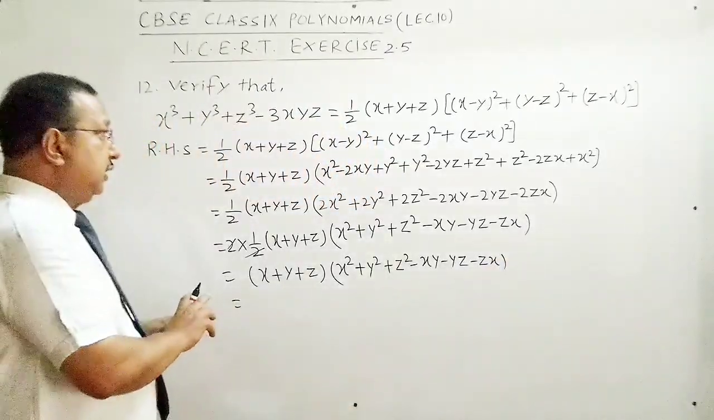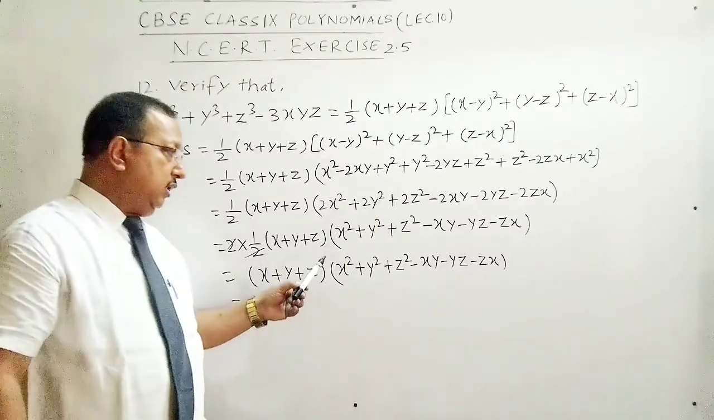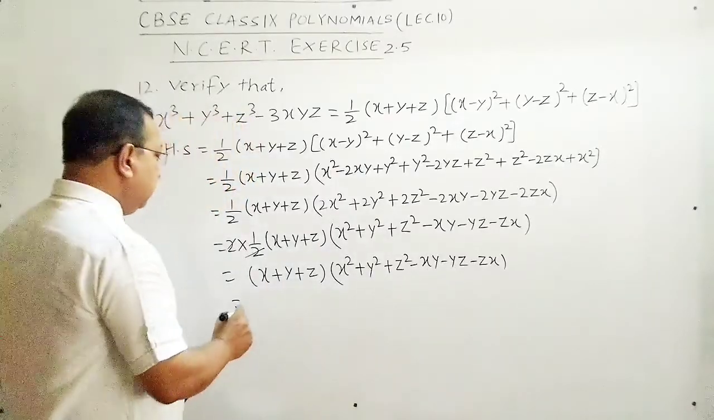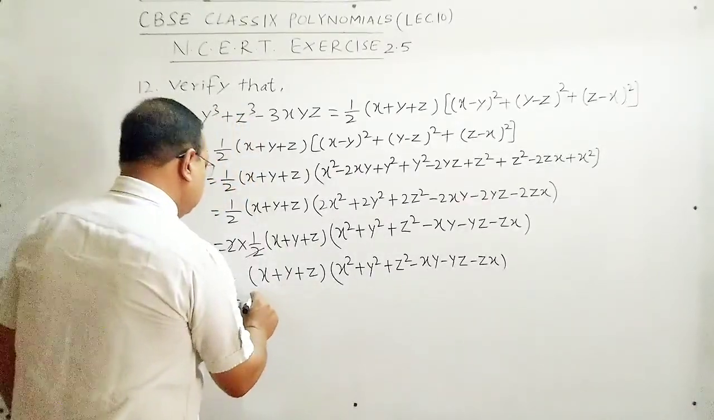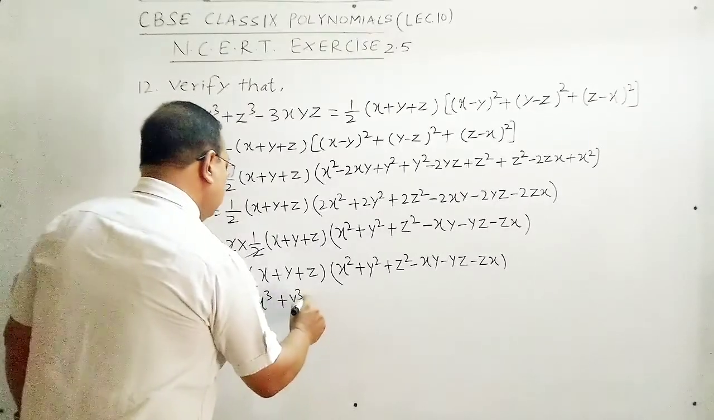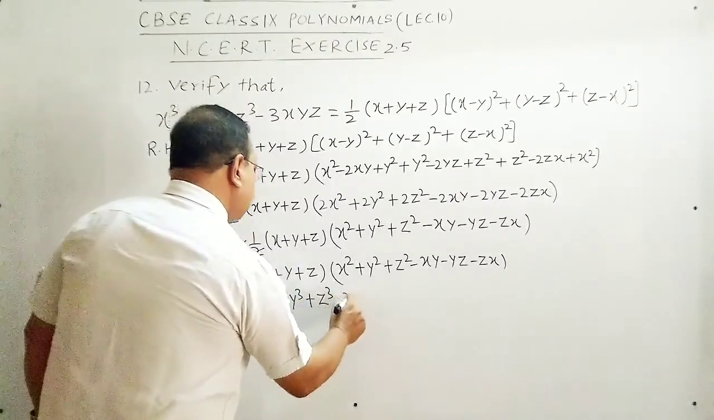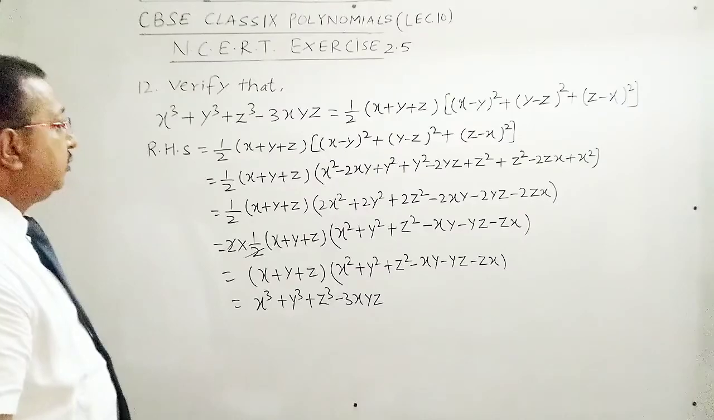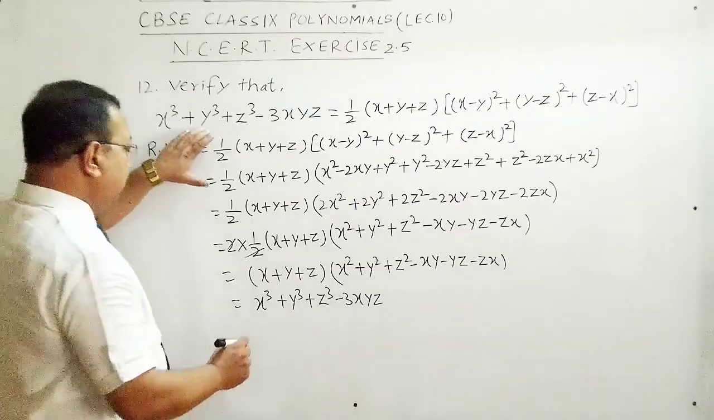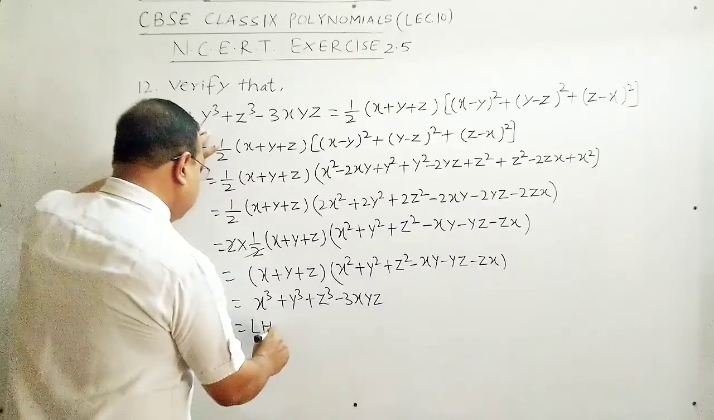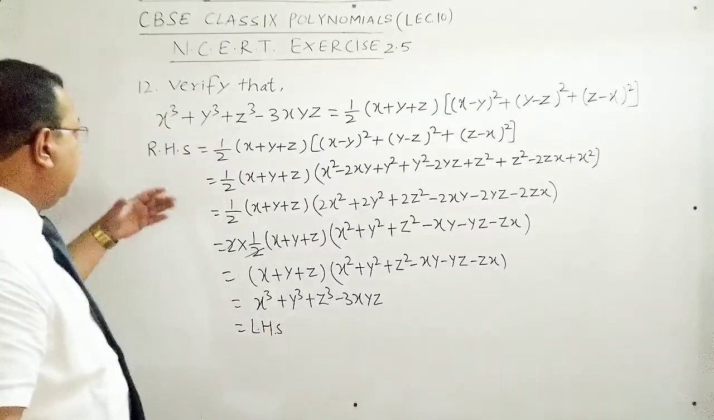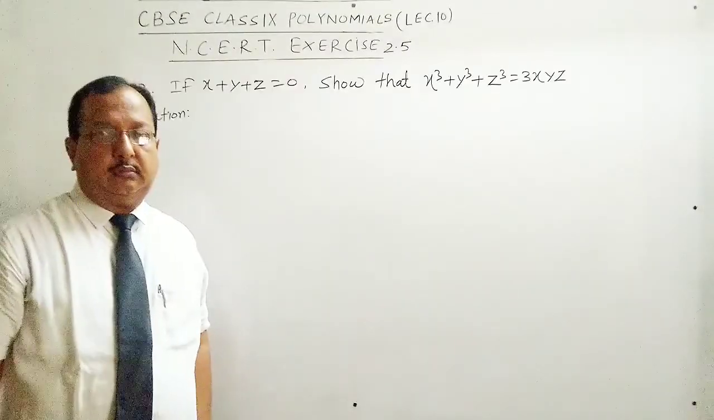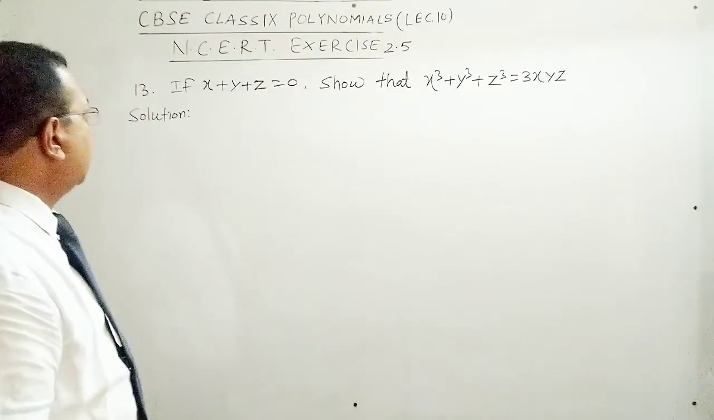You see, this is in the form a plus b plus c, a square plus b square plus c square minus ab minus bc minus ca, that is a cube plus b cube plus c cube minus 3abc. So it becomes x cube plus y cube plus z cube minus 3xyz, and same is the left hand side of the given expression. So when left hand side and right hand side both are equal, it means the given expression gets verified.